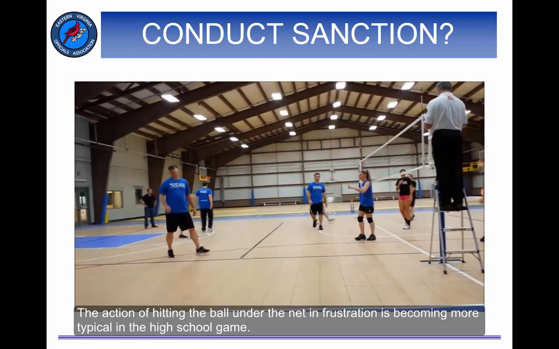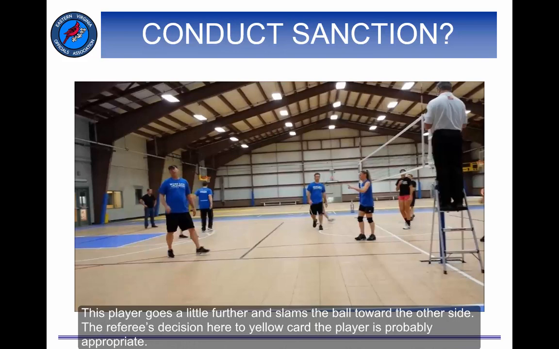The action of hitting the ball under the net in frustration is becoming more typical in the high school game. This player goes a little further and slams the ball down toward the other side. The referee's decision here to yellow card the player is probably appropriate.